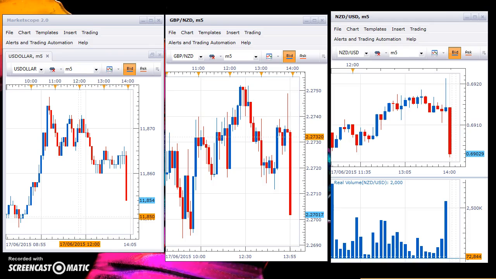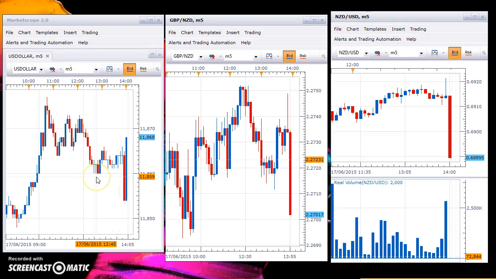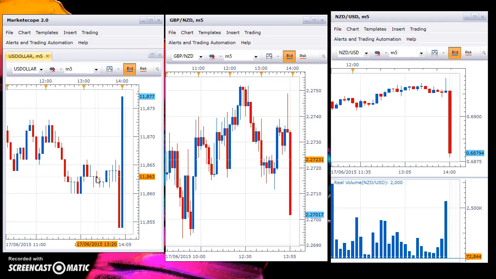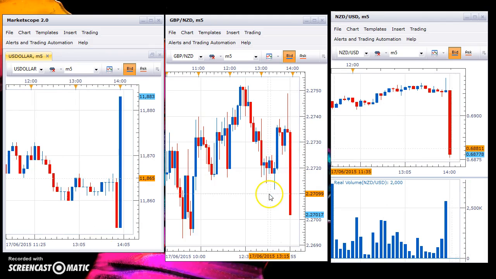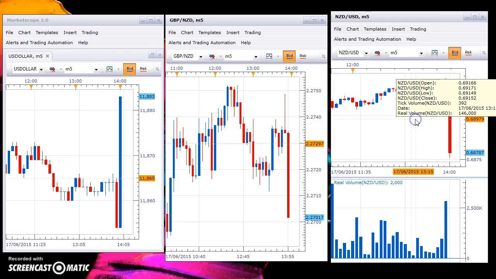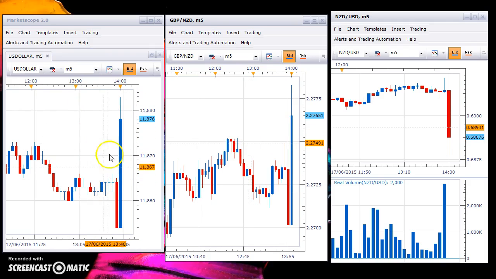Now, you see a lot of red candles there, and then a blue candle here. Yes, I wonder what's going on. Oh, US dollar going up by a lot. Pound Kiwi going down by a lot. And Kiwi US dollar going down a lot. The dollar is jumping about here a lot.